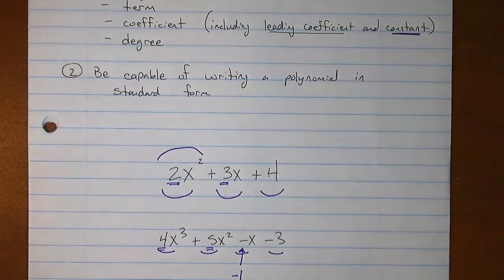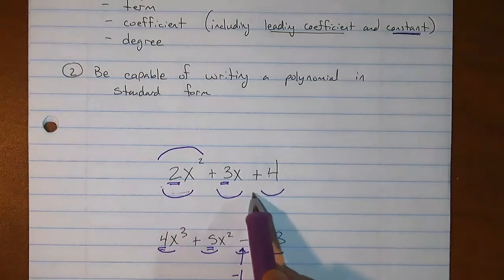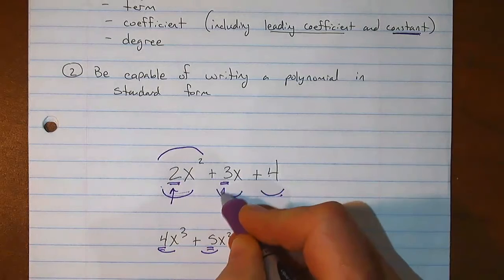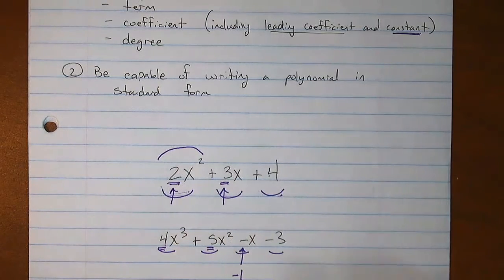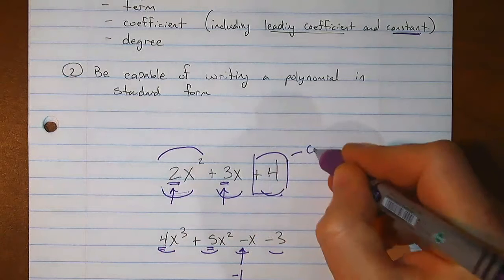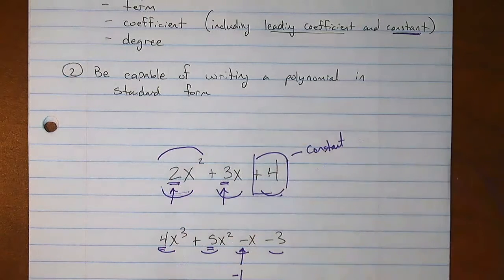Okay, so I've got 3 terms here. In this term, there's a coefficient of 2. In this term, there's a coefficient of 3. And in this last term, we're just going to think of this as being called the constant. Okay, so again, not really formal definitions that we're writing out. It's simply being able to recognize the constant when you see it.